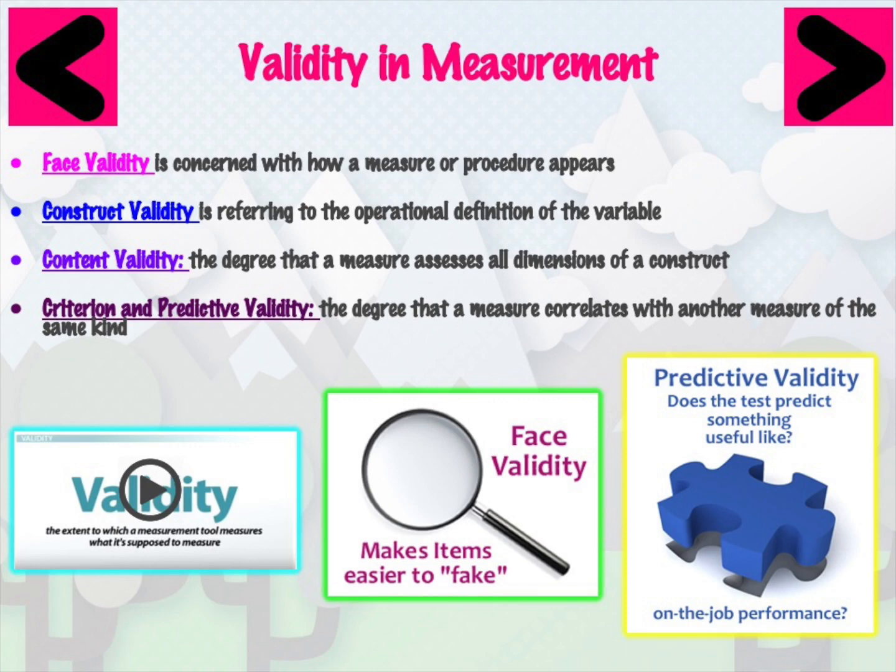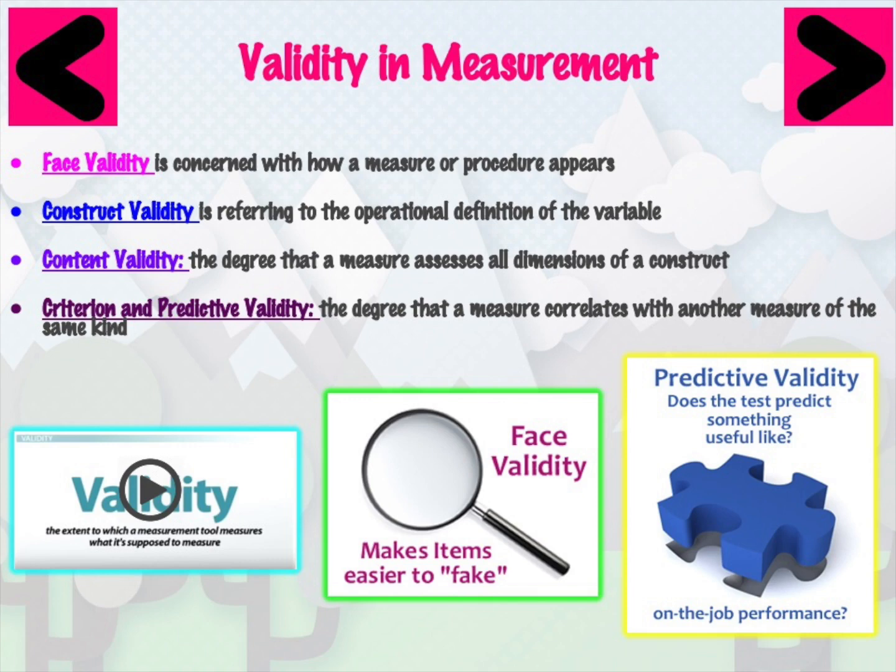And then content validity is the degree that a measure assesses all dimensions of a construct. So if you wanted to study student satisfaction, but you only asked people how they felt about the library, then you would not have achieved content validity. You could have also asked about parking, student health services, the counselors, pricing, tuition, and how the instructors were, how easy it was to get classes, all of that. So when we are measuring our variables, we need to make sure that we're measuring all aspects of that variable, and not just one small portion of the variable.